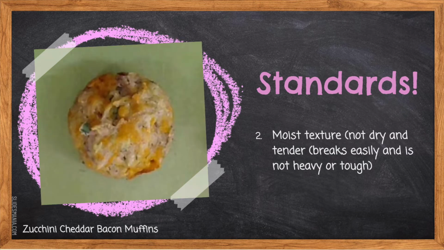2. Moist texture, not dry and tender, breaks easily and is not heavy or tough. You can achieve this by making sure you don't overmix your batter, but also double checking all your measurements of the grated vegetables, making sure you have enough moisture content for the muffin.